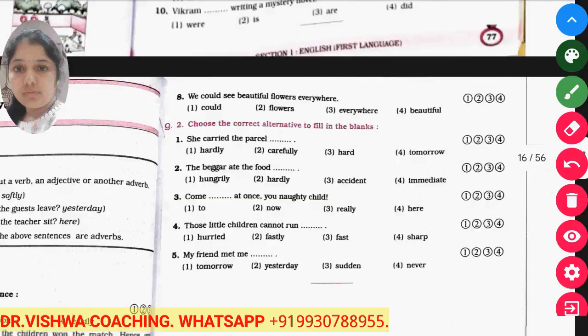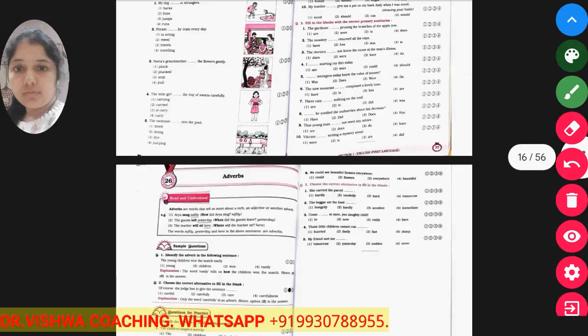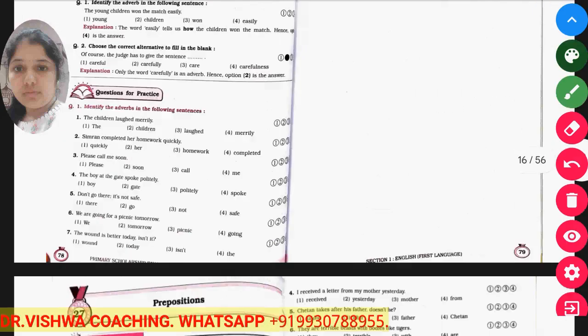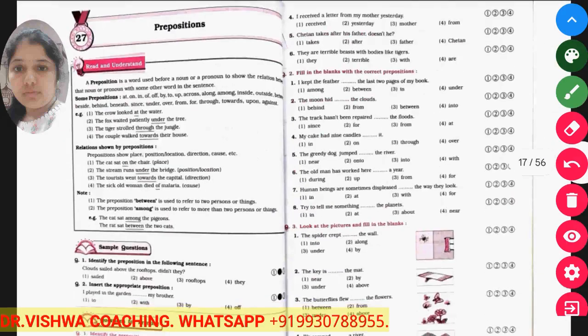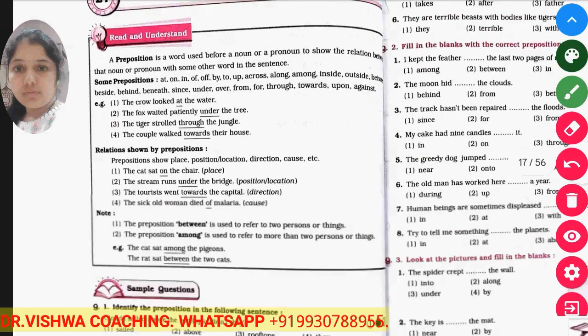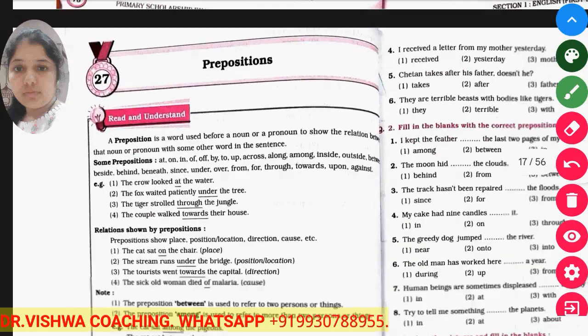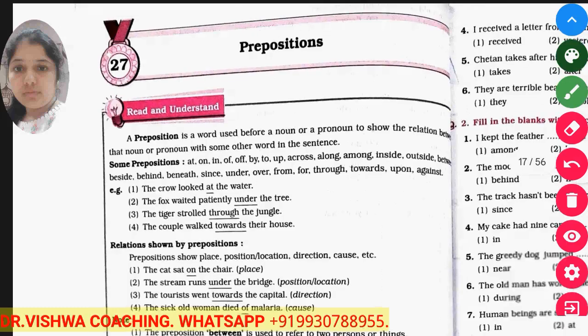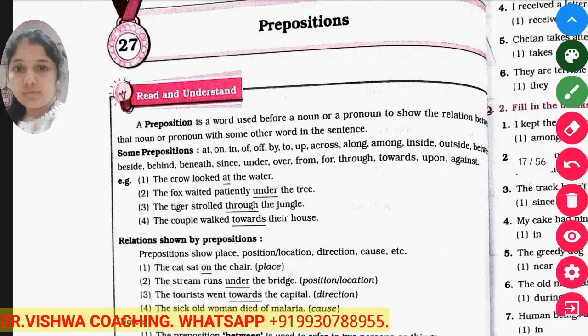Okay. So adverb is a very easy topic which describes more about the verb or the adjective or another word. Okay. Now the next one is preposition. Prepositions are the words which are used before a noun or pronoun, and they show the relation between the noun or pronoun and some other words.